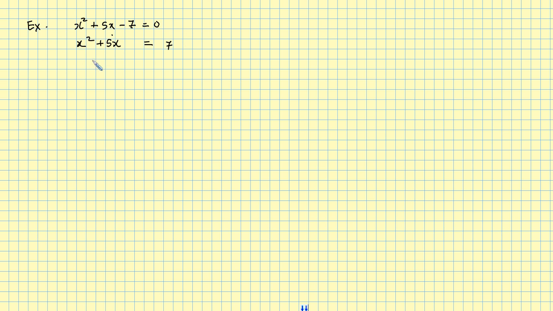And now I say x squared plus 5x, and I take half of 5. So half of 5 is 5 over 2, and I square it. So I do 5 over 2 and then square it. So what I really have is plus 5 over 2 all squared, and that equals 7. And again, on the right-hand side, I also add plus 5 over 2 all squared. So that this goes to x squared plus 5x plus 25 over 4 is equal to 7 plus 25 over 4.